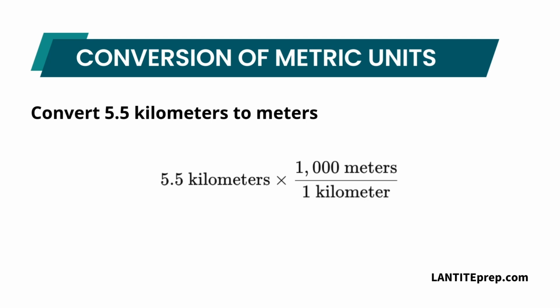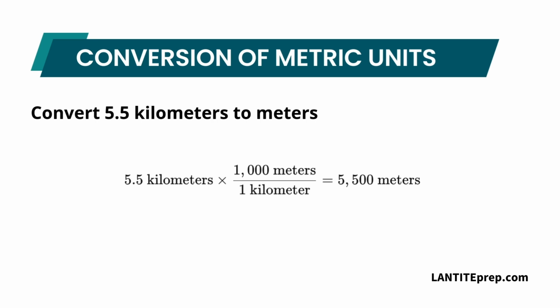Next, we'll want to set up the multiplication. So we'll take the value we want to convert, 5.5 kilometers, and multiply it by this fraction. Now, let's multiply the numbers. So, 5.5 kilometers is equal to 5,500 meters. Wonderful job so far, future teacher.